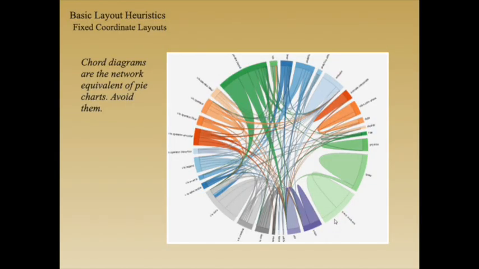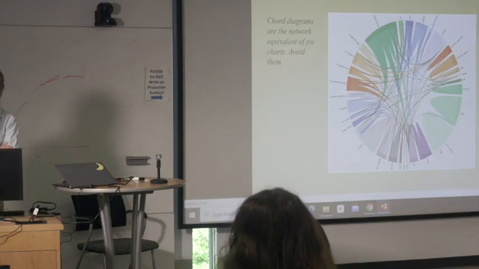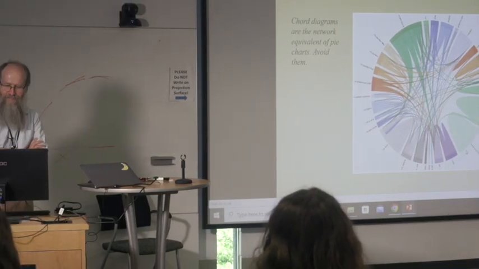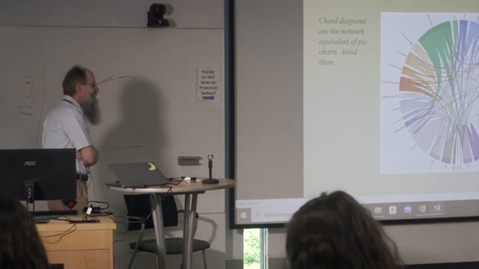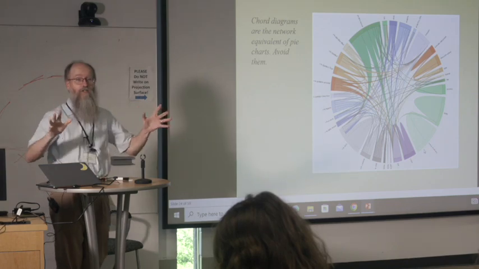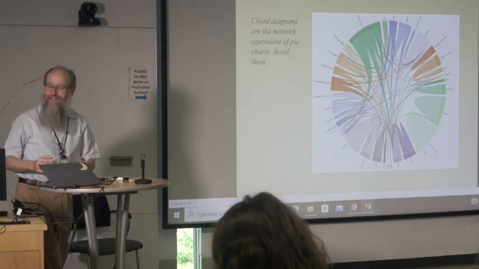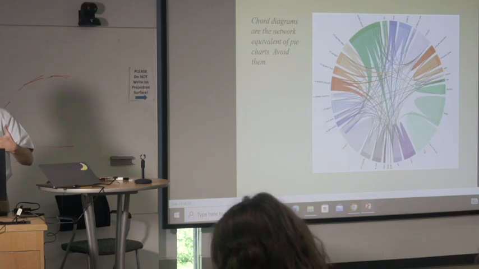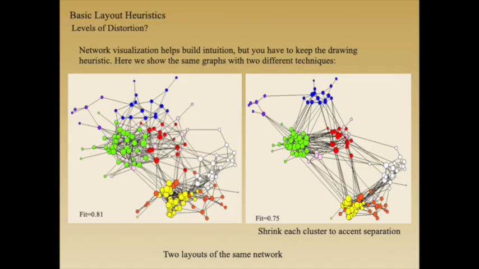People love these. I hate these. These are chord diagrams. Chord diagrams are the pie charts of the network world. Don't use them, all right? I can think of almost no reason to do it. I'm sure someone out there can find one for it. The main reason that magazines and newspapers like them is because it's just so much color. It's like pop, right? But you can do better than that. You can save the color without the lack of any kind of flow information.